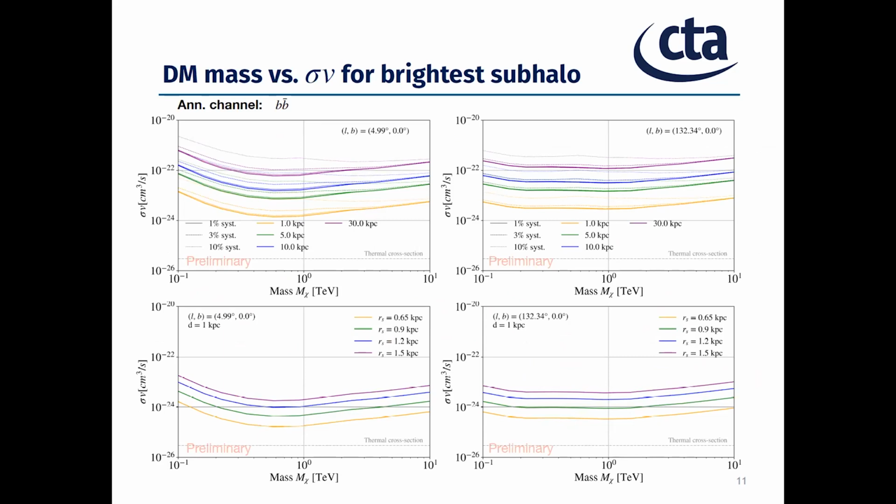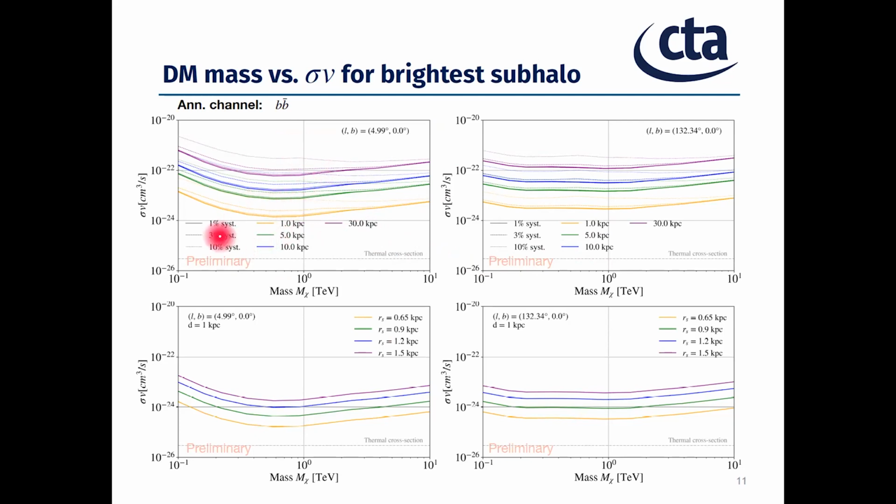Okay. So we wanted to assess what is the relation between the mass of the dark matter particles and the annihilation cross section that we can probe with our approach, and we see that, compared to the thermal cross-section, we are still orders of magnitude below, and the sensitivities that we achieve here are in the same ballpark as other results for the CTA sensitivity to dark matter subhalos.